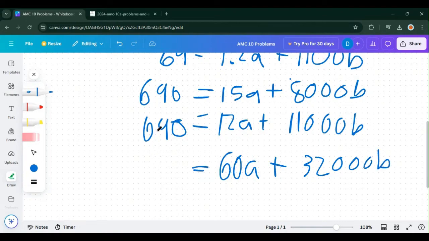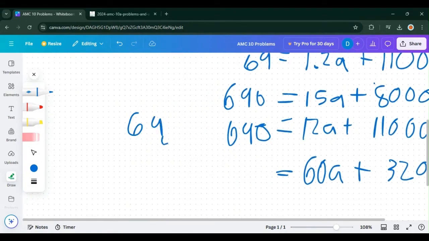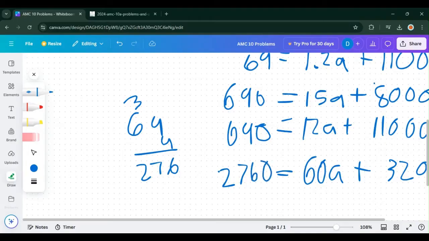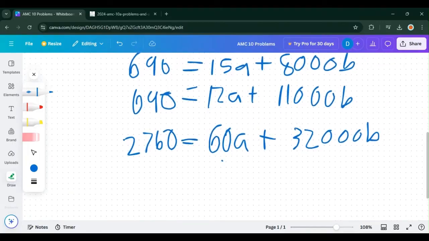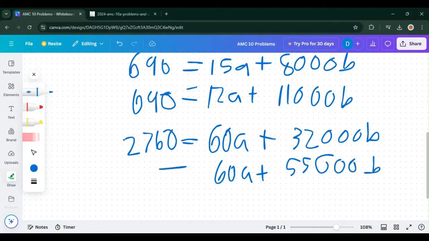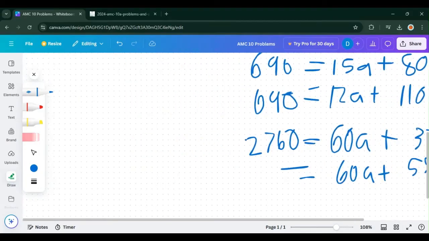And then we also multiply by this. Obviously, I kind of have to do some calculations here on the fly. This is obviously raw, so you know what I mean? Okay, anyways. So we multiply the second equation by 5. So you have 60a plus 5,500b is equal to 69.